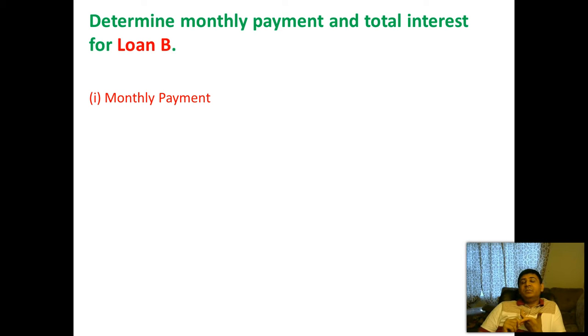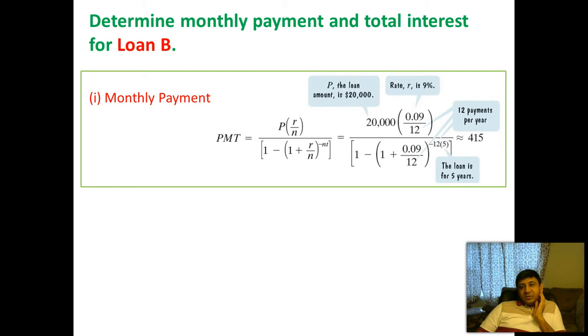The T changed because first we had a time of 3 years. Now we are extending it to a 5-year period. My first guess is the payment should decrease, because we are extending it from 3 years to 5 years. So let's look at it. Same formula. P is the same. R is 9% this time, which is 0.09. N is the same, 12.